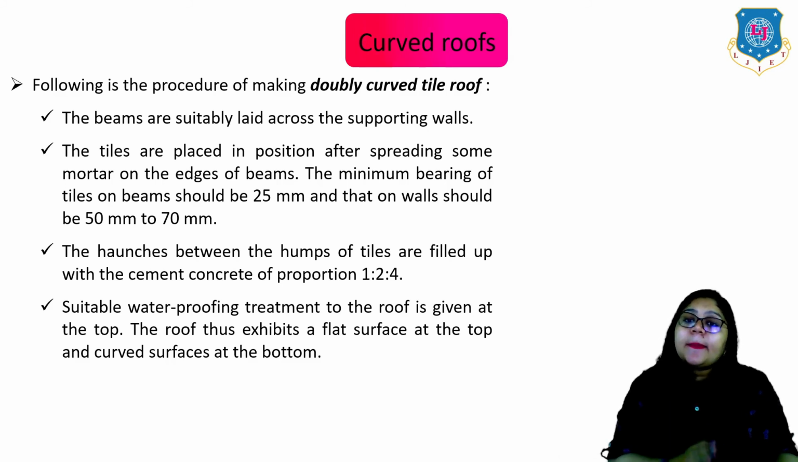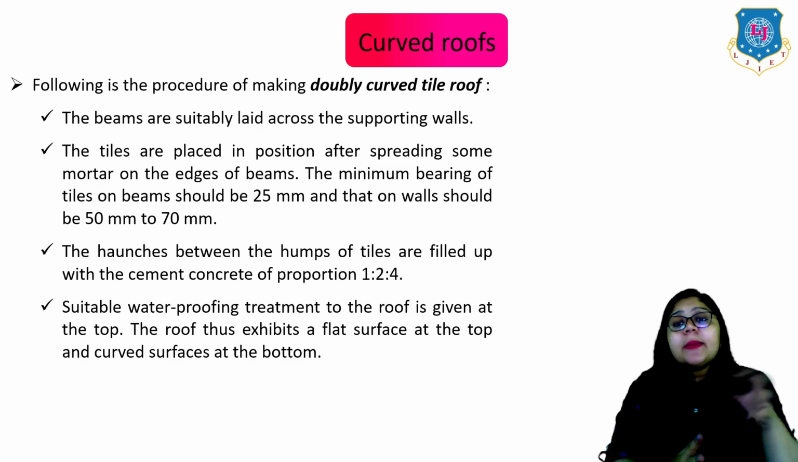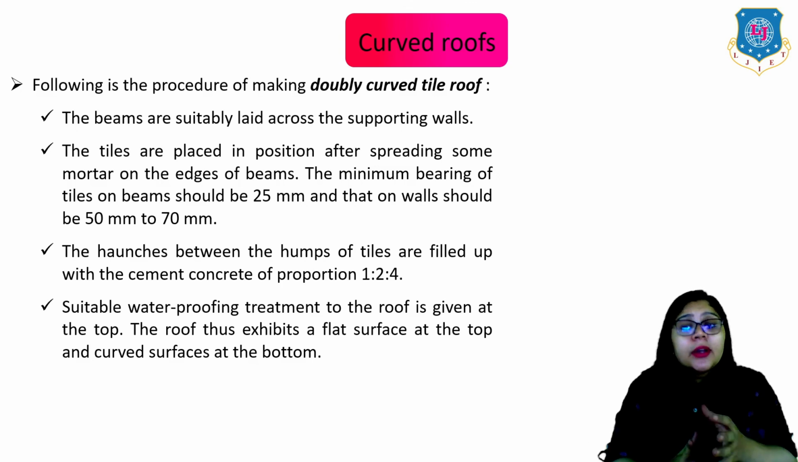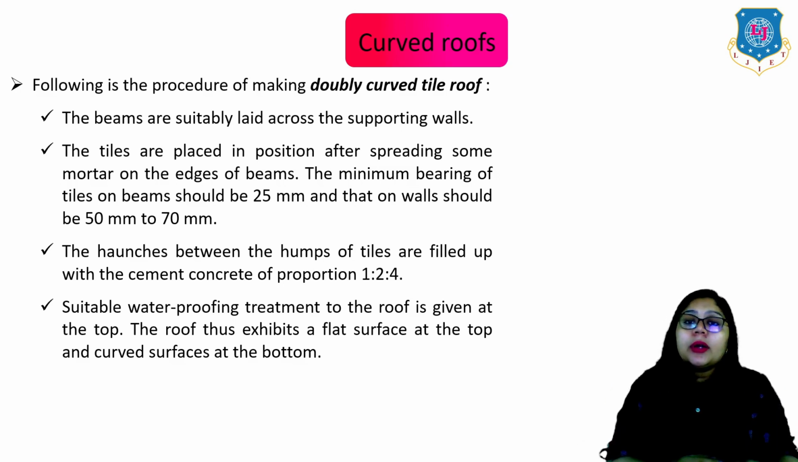The tiles are placed in position after spreading some mortar on the edges of the beam, and the minimum bearing of the tiles on beams should be 25 mm and that on the wall should be 50 to 70 mm. The haunches between the humps of tiles are filled up with cement concrete of proportion 1:2:4. Suitable waterproofing treatment is given at the top of the roof, and the roof thus exhibits a flat surface at the top and a curved surface at the bottom.